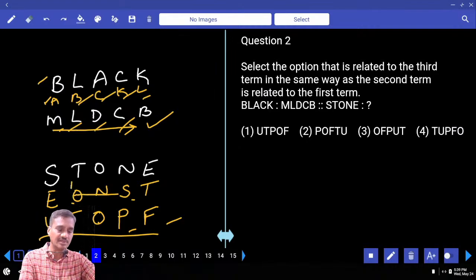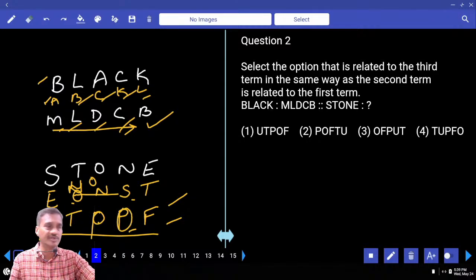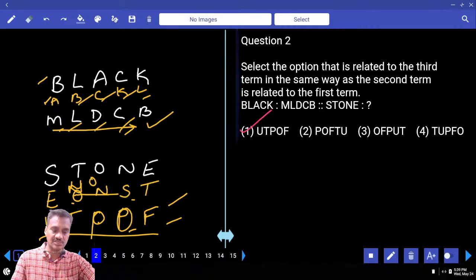Now here, N and O is the order. We need the alphabetical order, which is E, N, O, S, T. Now E plus 1, N plus 1 is O, and next one is P. U, T, P, O, F. Choice 1, question number 2.